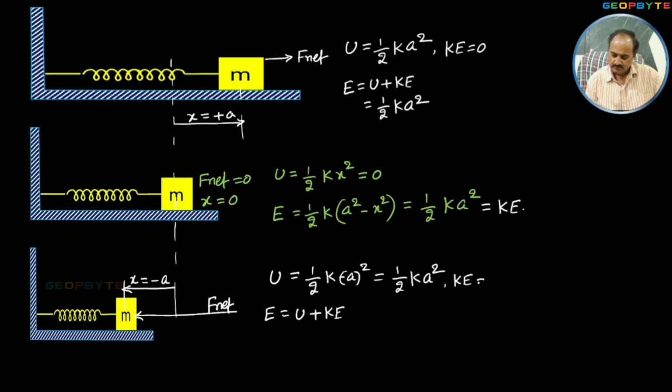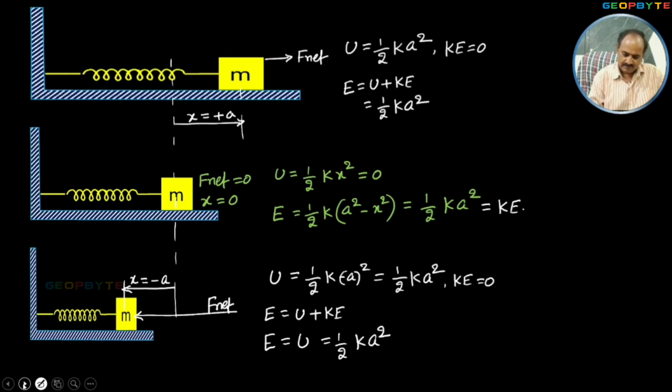Kinetic energy is equal to 0. The total energy is equal to the potential energy, that is equal to half k a square. Okay. Anyhow, having this information, let us mark the energy graph.